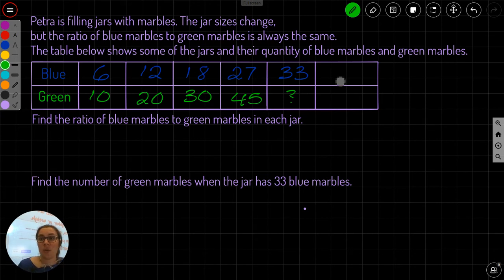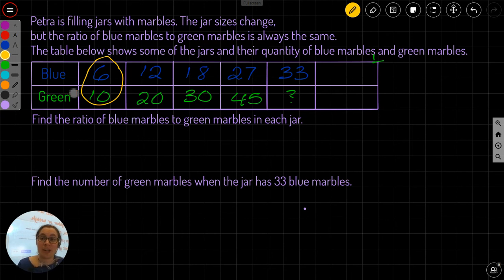So, our first task is to find the ratio of blue marbles to green marbles in each jar. And to do that, we can pick any of these ones. We can pick 6 and 10, or 12 and 20, or 18 and 30, any of them. I'm going to pick 6 and 10 because it's the smallest.